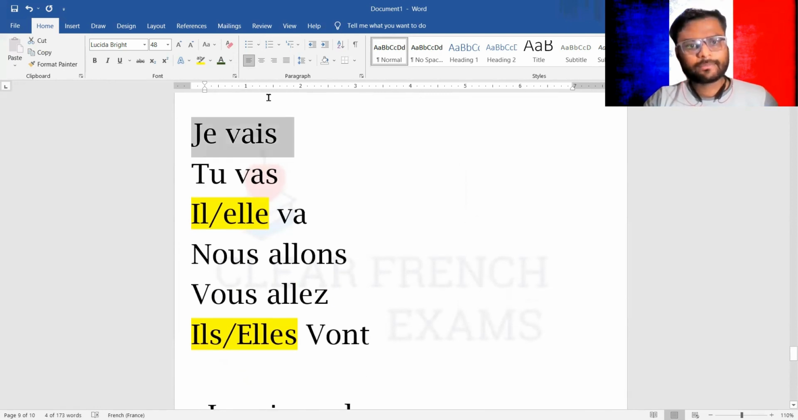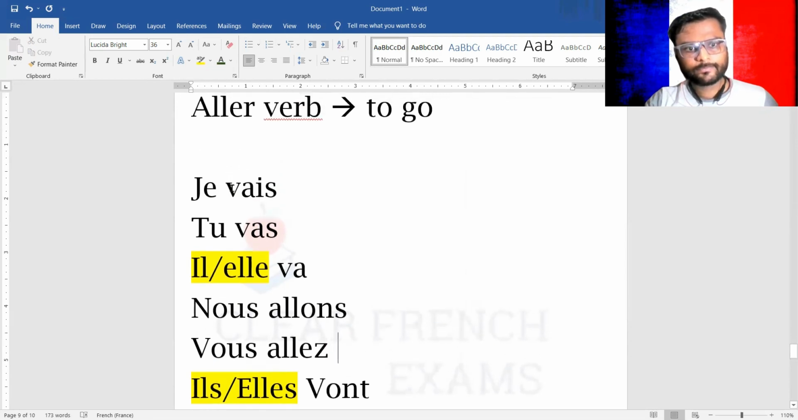Use aller verb and put any verb in front of aller verb here. Any verb and it will become your future tense. That's it. It will become your future tense.